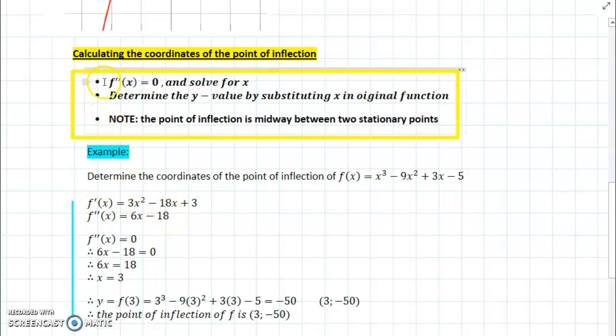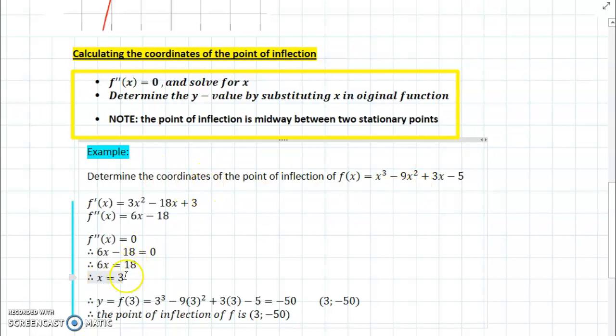So for the point of inflection, you put the second derivative equal to 0. So 6x minus 18, the second derivative, equals 0. Solve for x. x would then be 3. So at x equal to 3, this function has a point of inflection. But we want the coordinates of the point.